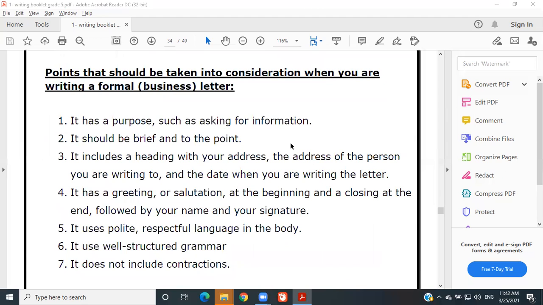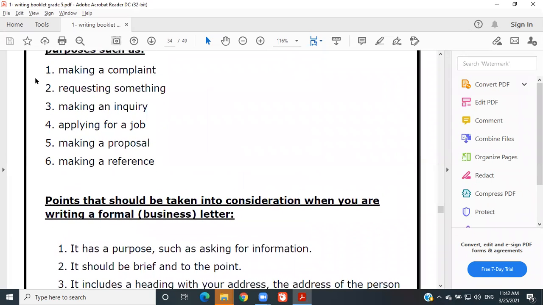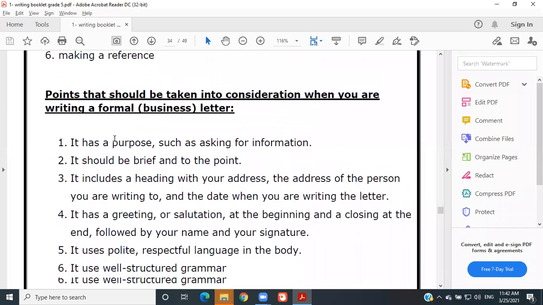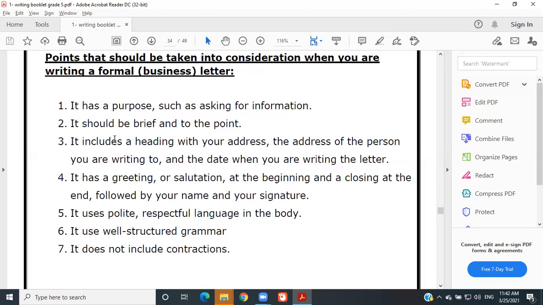Muhammad Samir? Yes, mister. Points that should be taken into consideration when you are writing a formal business letter. Number one, it has a purpose, such as asking for information. And we discussed the purposes, right? We discussed all the purposes here. Yes, amazing. Number two, it should be brief and to the point.